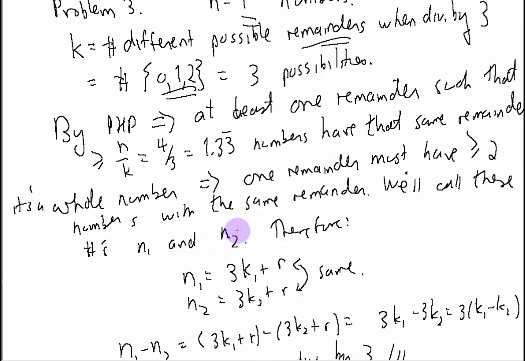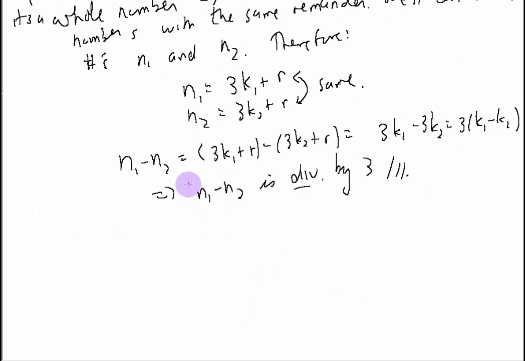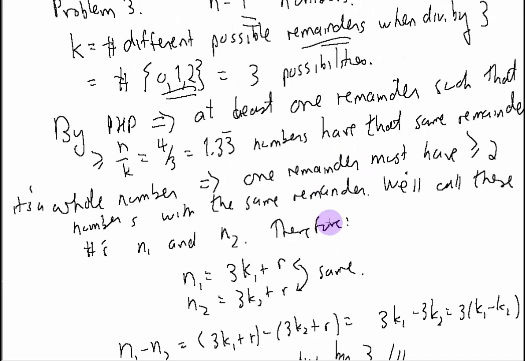So we did a little algebra here. We called them n1 and n2. We wrote them this way, and we know we can because they have the same remainder: 3 times some integer plus remainder. Did a little algebra and showed that the difference between those numbers is divisible by 3.